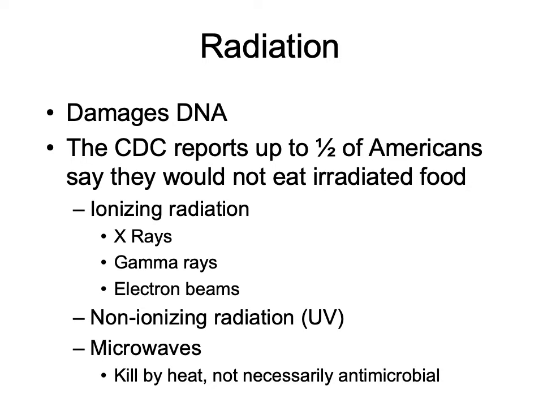Now, radiation damages the DNA of a microbe. It prevents it from growing. It prevents it from replicating. There are many different types of radiation that can be used. Ionizing radiation, which includes X-rays, gamma rays, and electron beams. There's non-ionizing radiation, UV light. Now, UV light is not just used for things like processed foods to control microbial growth, and we will talk about that in a minute.